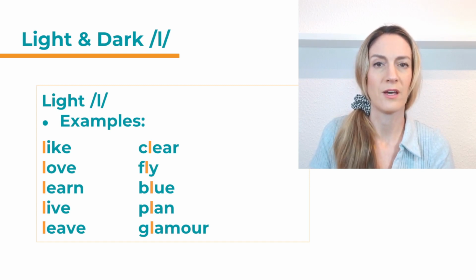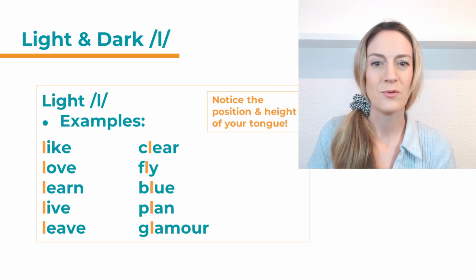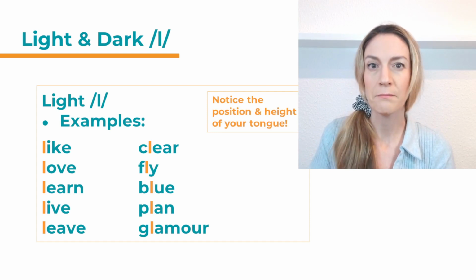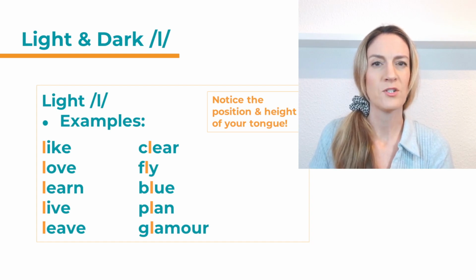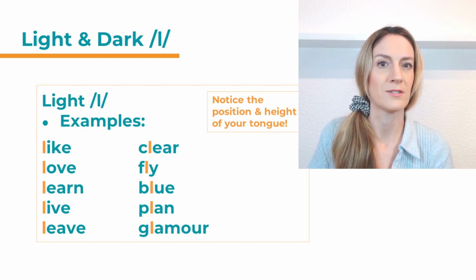So hopefully while you said them, you noticed the position and the height of your tongue, especially the back of your tongue. Let's practice again with the first two words. Like, love. And maybe just drag the sound a little bit longer. Like, love. And really focus on the back of your tongue and the position, because we want to compare it now to the dark L because the position is different.